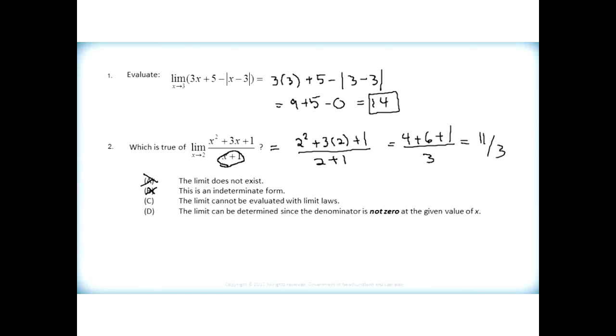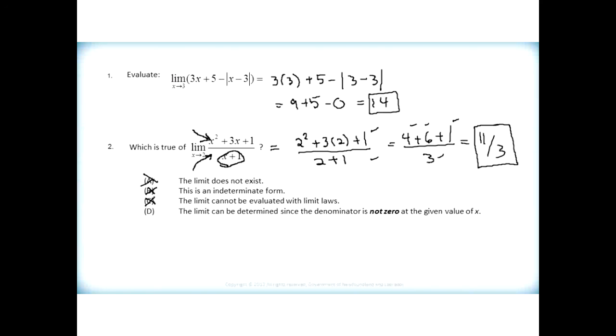Part C says the limit cannot be evaluated with limit laws. Well, technically, because this is a rational function, we're taking the limit of a numerator divided by the limit of a denominator by filling these things in here. Then we're taking the limit of a whole bunch of sums. We never really think about the limit laws, but every time we evaluate a limit by direct substitution, we are really using them. So the limit cannot be evaluated with limit laws? I don't buy it. I think it can because we just did. So it's got to be the last one.